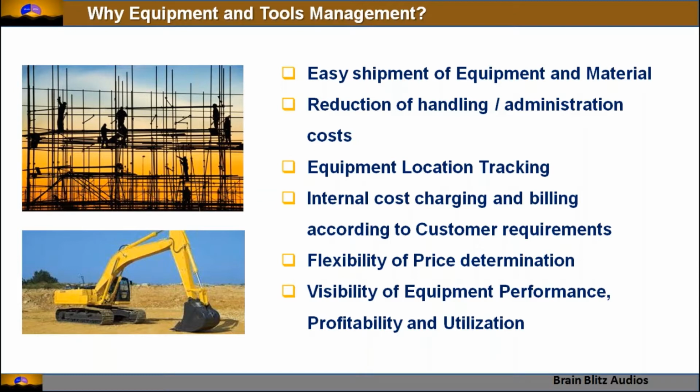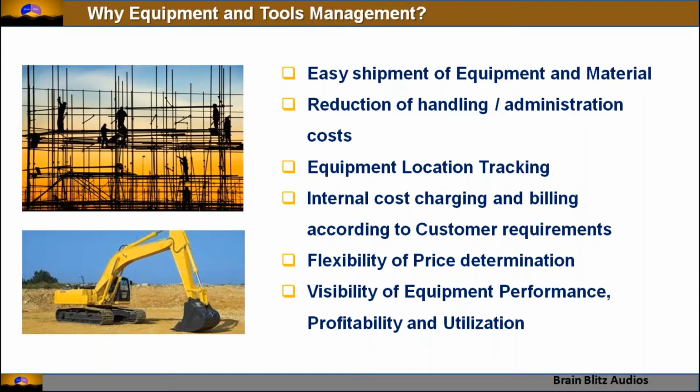Then reduction of handling and administration cost. Here again, the better tracking and administration of these things will be smoother when you have ETM, so that will give you a reduction in cost. Then equipment location tracking, which is an important thing. For example, when you're talking about plant maintenance, yes, we have the concept of equipment which is installed to a functional location. That is a fixed location.